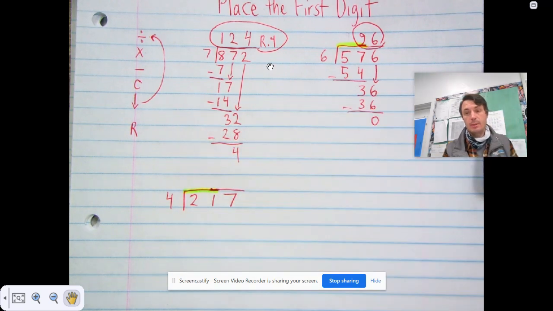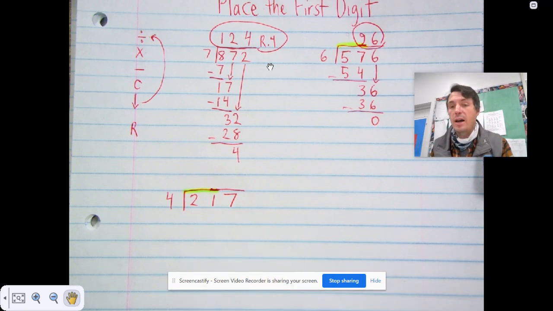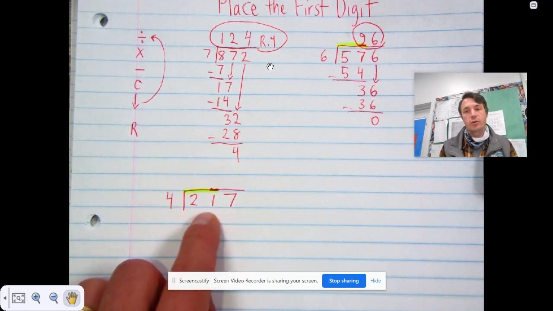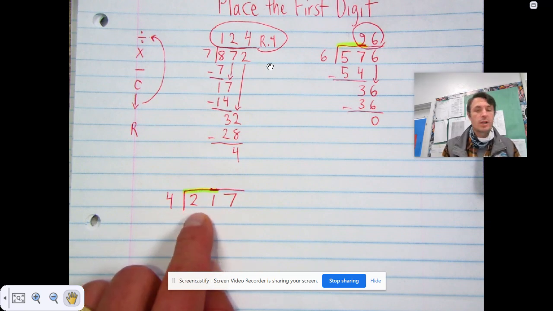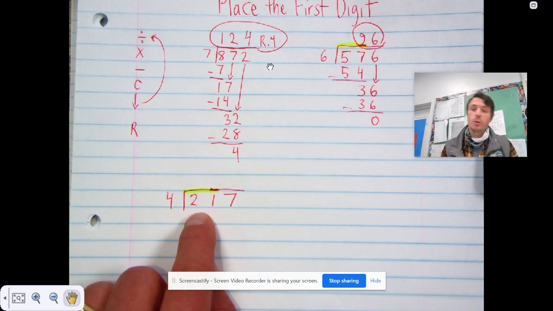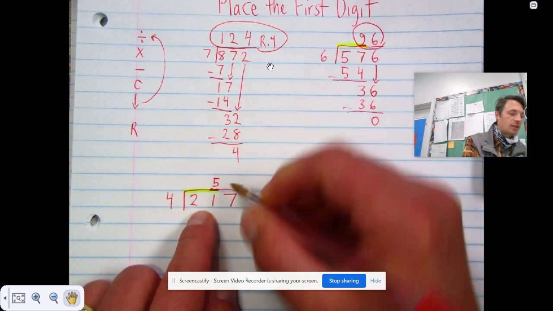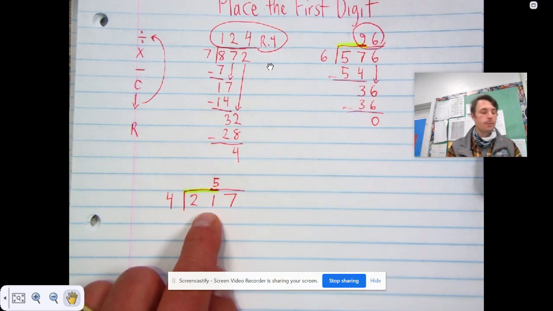Now we have to use our times tables to decide how many times 4 can go into 21. And if you don't know how to do that, I already showed you how to use a times table chart. What you're trying to find out is what times 4 gets us closest to 21 without going over. So 4 times 4 is 16. 4 times 5 is 20. 4 times 6 is 24. That's too big, so we go back to 5. 4 can fit into 21 5 times. And the answer goes above the 1 in 21 because we're going all the way into 21.